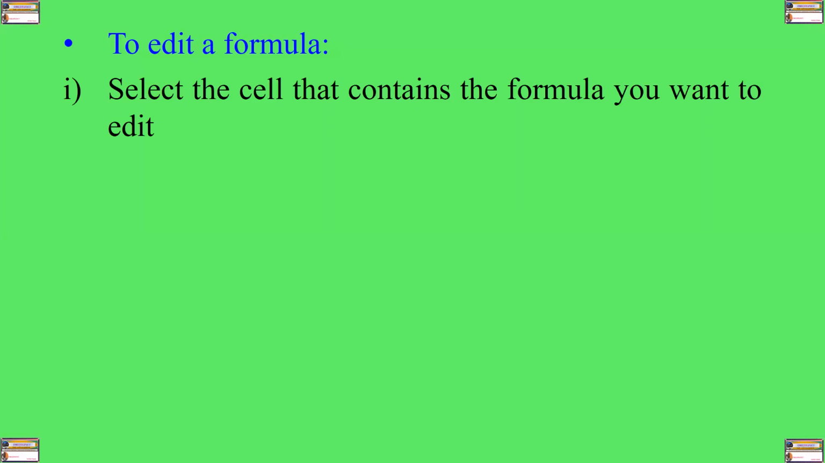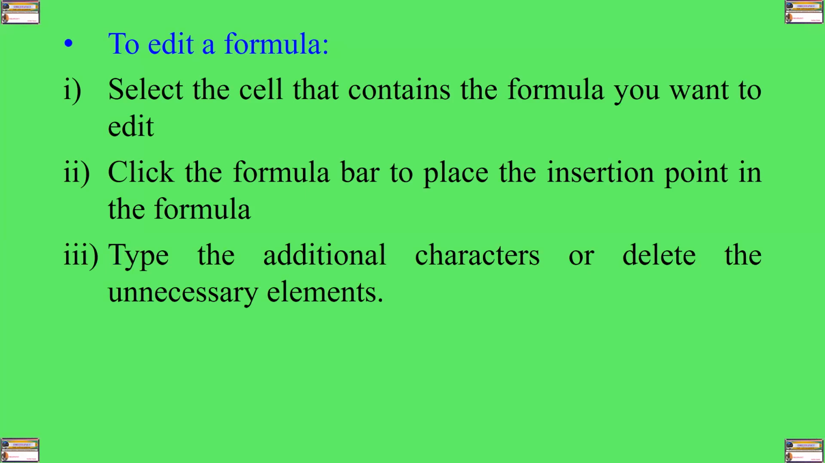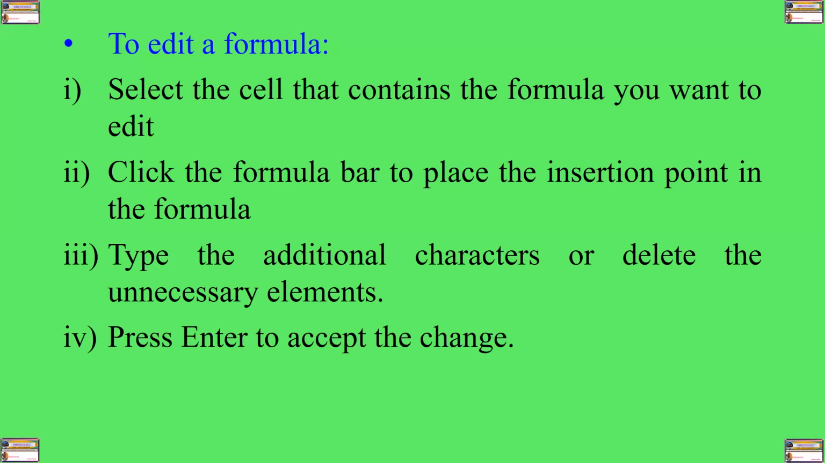If you find out that you have written a formula in a wrong way, you can edit it. So to edit a formula, number 1, you select the cell that contains the formula that you want to edit. Number 2, you click the formula bar to place the insertion point in the formula. Number 3, you type the additional characters or delete the unnecessary elements. And number 4, you press enter to accept the change.